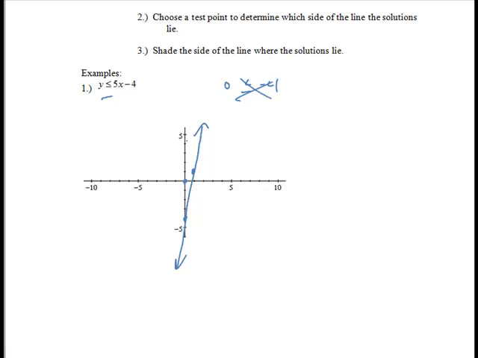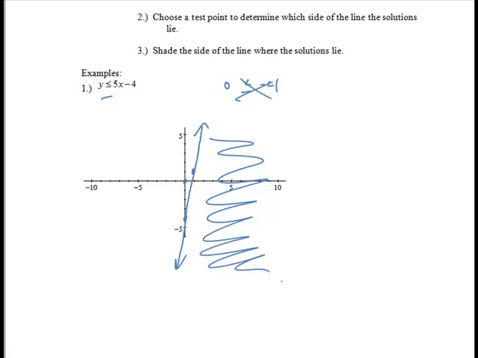So no points on this side of the line will be solutions, therefore the solutions must lie on the other side. So we shade that side, telling us that the solutions to this inequality are not only the points that fall on this solid line, they're also the points in the shaded region.